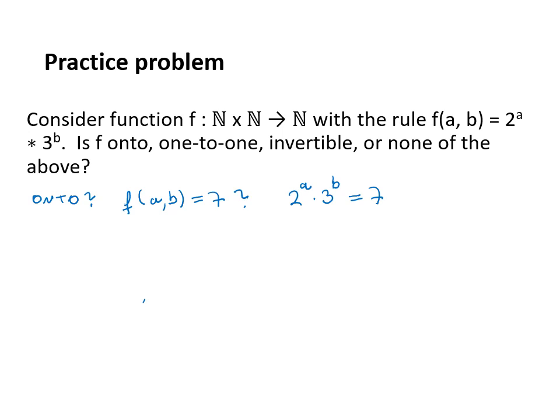None of the pairs in its domain are going to map to 7, for example. So is f onto? The answer is no. That also means that f is not invertible, because to be invertible, it has to be both onto and one-to-one. Okay, now the final question is, is it one-to-one?